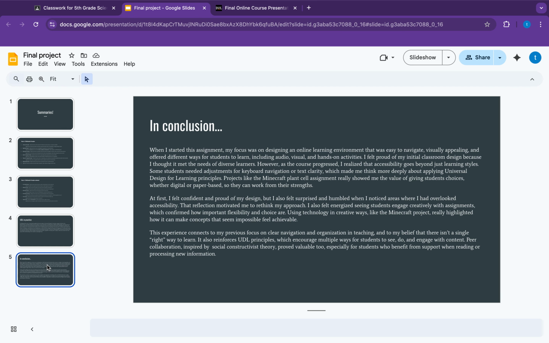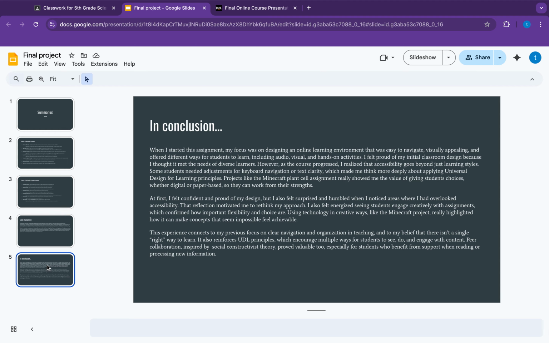Some students needed adjustments for keyboard navigation or text clarity, which made me think more deeply about applying Universal Design for Learning principles. Projects like the Minecraft plant cell assignment really showed me the value of giving students choices, whether digital or paper-based, so that they can work from their strengths. At first, I felt confident and proud of my design, but I also felt surprised and humbled when I noticed areas where I had overlooked accessibility.